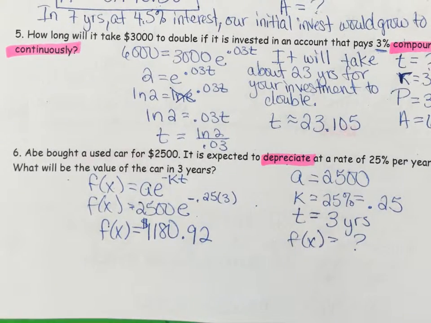Can we put y? Probably not. That's a wrong notation. What do you mean, y? f of x and y are the same thing, Bobby. You can put y if you want to. Same thing.